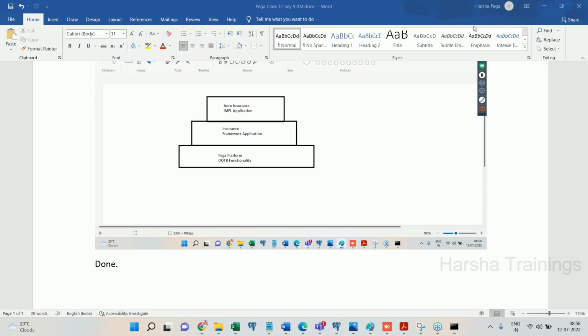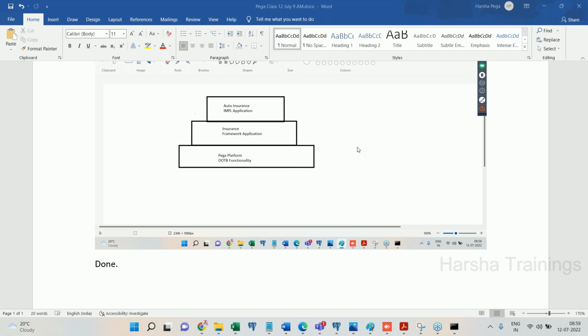Okay, so everyone please focus here. Last session we saw how to create a framework application and how to create an implementation application. For the first time, while creating the framework application, at the time of creating a new application, we chose build from scratch. Clicking on build from scratch, your application is going to get created on top of the Pega platform application.